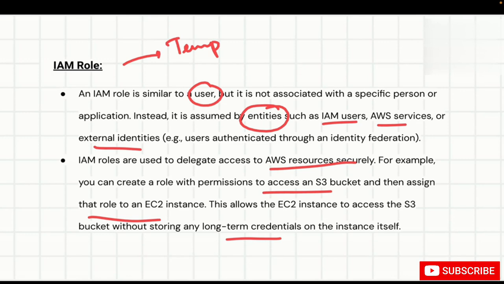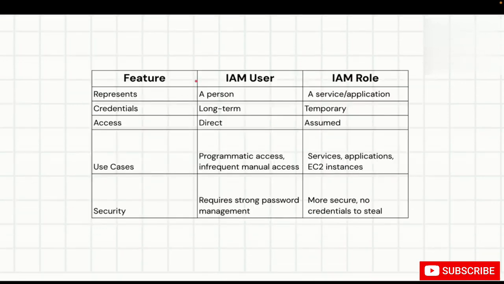Let's see the difference using the table. In the feature, IAM user represents a person, while an IAM role is used for a service or an application generally. In the credentials form, an IAM user is always long term and a role is for temporary use. Access is given directly to the user, whereas for the IAM role, it is assumed.